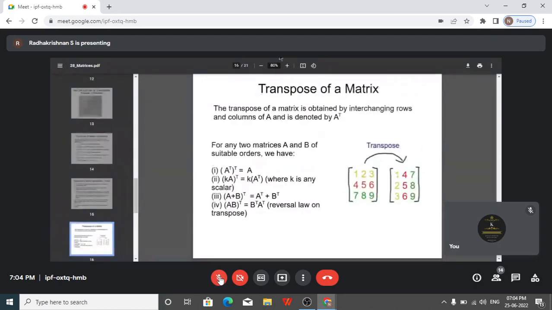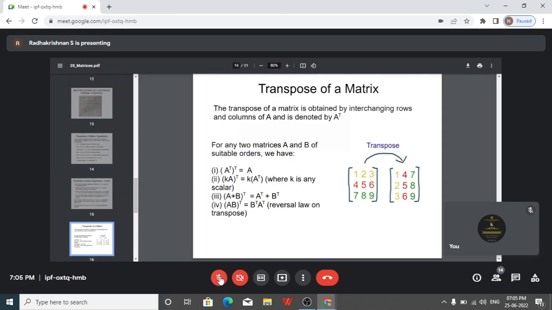Next we go to transpose of a matrix. So transpose means we interchange rows and columns. Here the first row, 1 2 3, we make it the first column. The second row, 4 5 6, we make it the second column. So we interchange rows and columns, and then it becomes the transpose of the matrix.